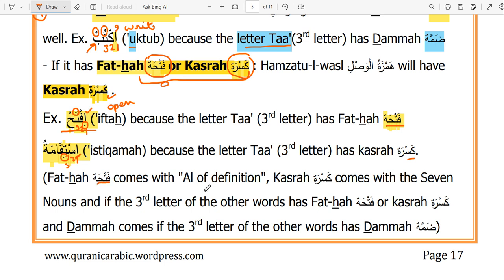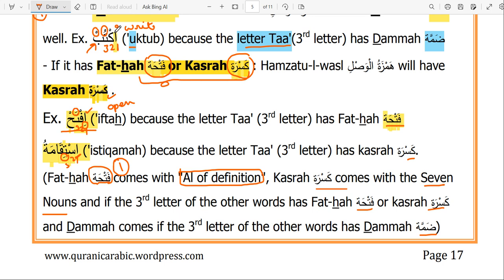So now this is the first. In the nouns, where does fatha come in hamzatul wasl? In the alaf definition, right? And kasra comes with the 7 nouns. In the noun case, when you come across the 7 nouns, then you will find a kasra in the hamzatul wasl. And in the commands, if the third letter of the word has a fatha or a kasra, then you will find a kasra under the hamzatul wasl, and a dhamma when the third letter has a dhamma.